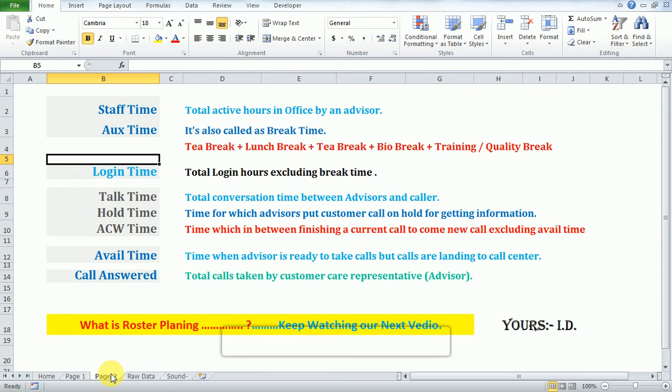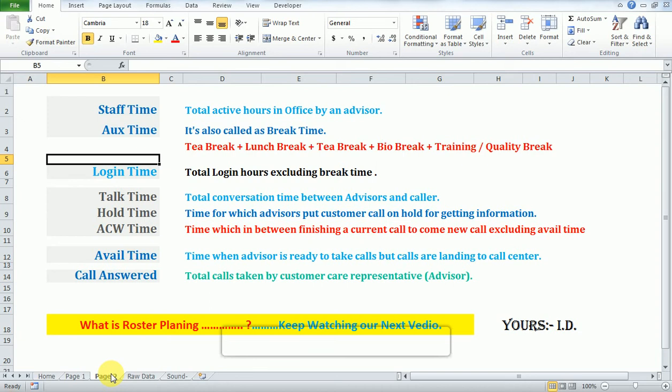Next is aux time. Aux time is also called break time. Aux time and break time are the same. There are 3 major bifurcations in aux time. First is tea break, which is for 15 minutes. Then lunch break, which is for 30 minutes. Then again a tea break, which is for 15 minutes again.